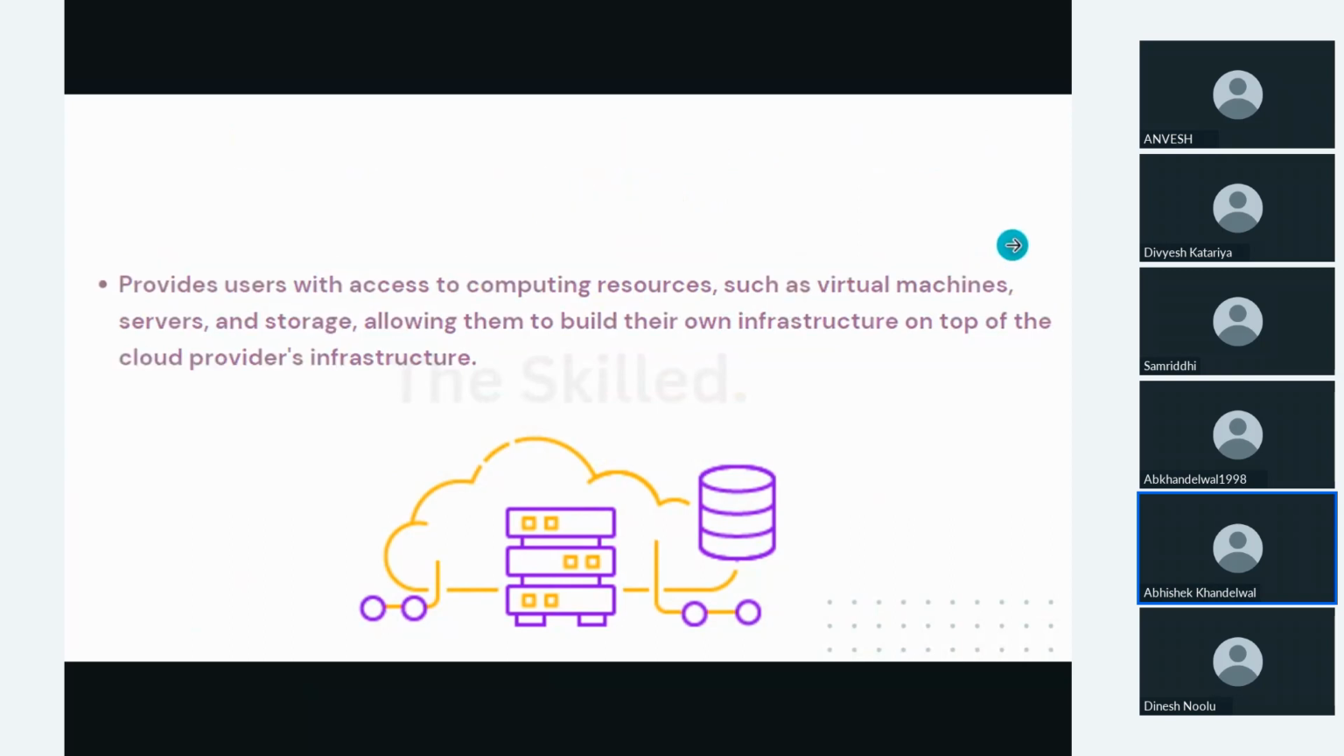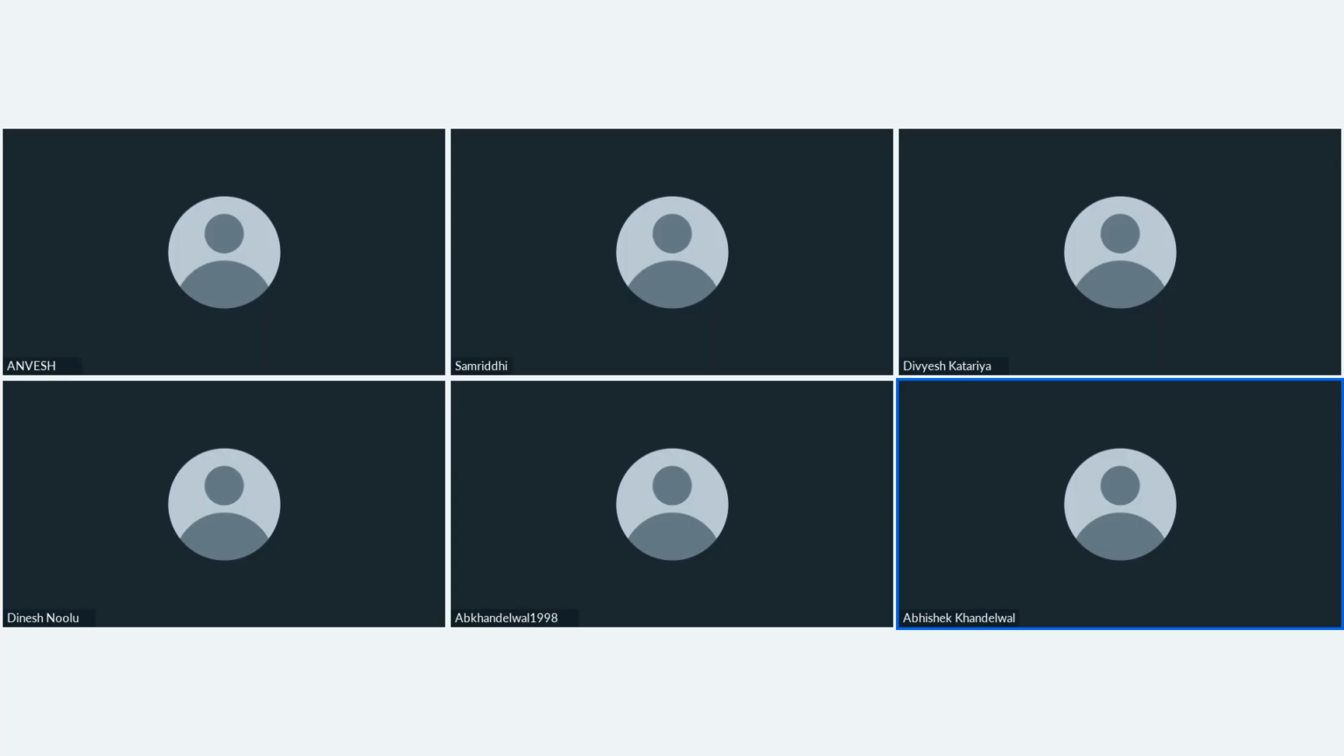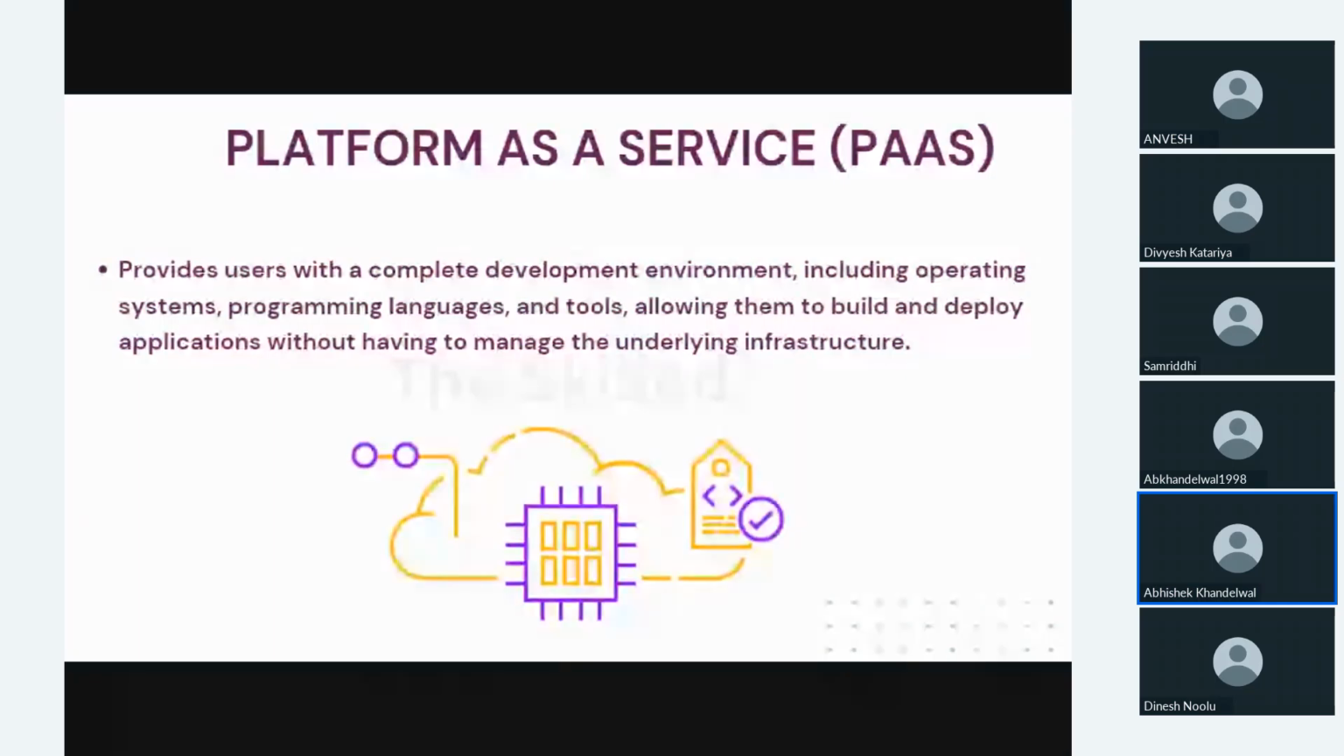Then comes platform as a service. With platform as a service, we get everything: the infra and the platform where we want to code. If you have worked with an IPython notebook, we have a similar thing in Google, known as Google Colab. Let me show you a quick example of how Google Colab looks. Give me a second.